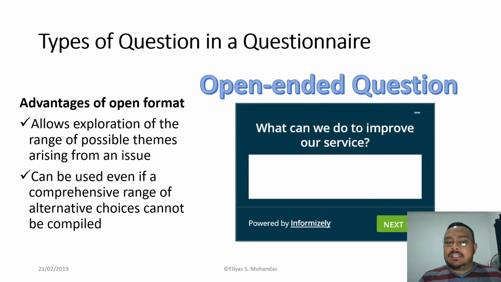Now, there are many advantages of using open-ended. Number one, it allows exploration of the range of possible themes arising from an issue. When you do not make it rigid, that means everyone has the freedom, has space to respond to it, to give any kind of answer. And number two, it can be used if a comprehensive range of alternative choices cannot be compiled. In the sense that, let's say you want to use close-ended, and you realize that the options are too many, you may want to opt for open-ended instead.